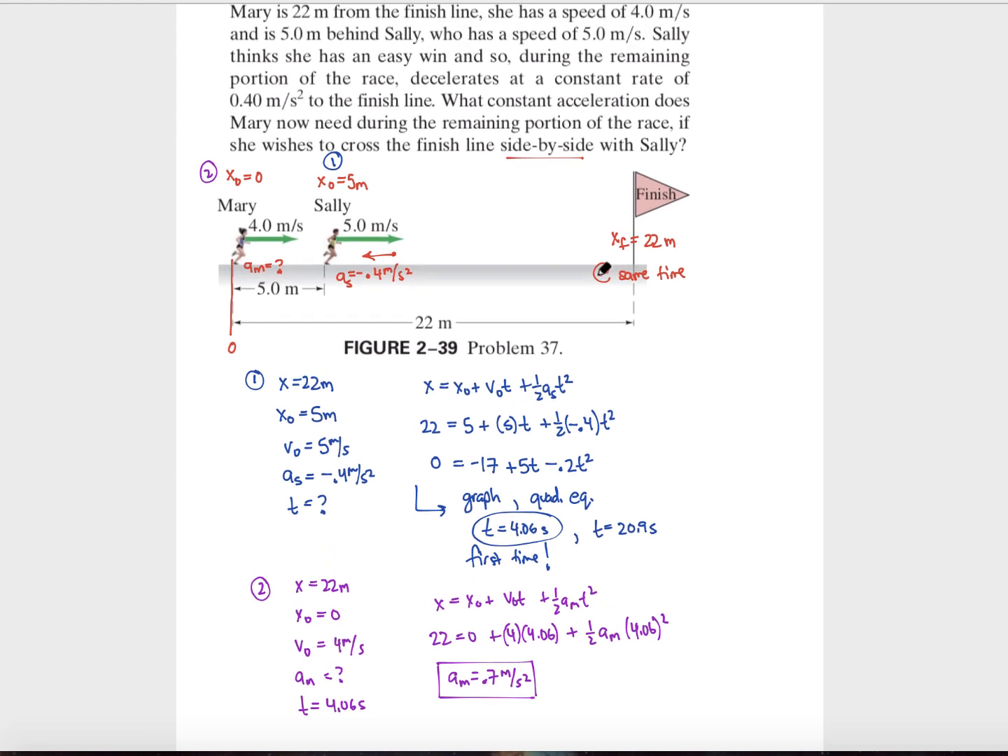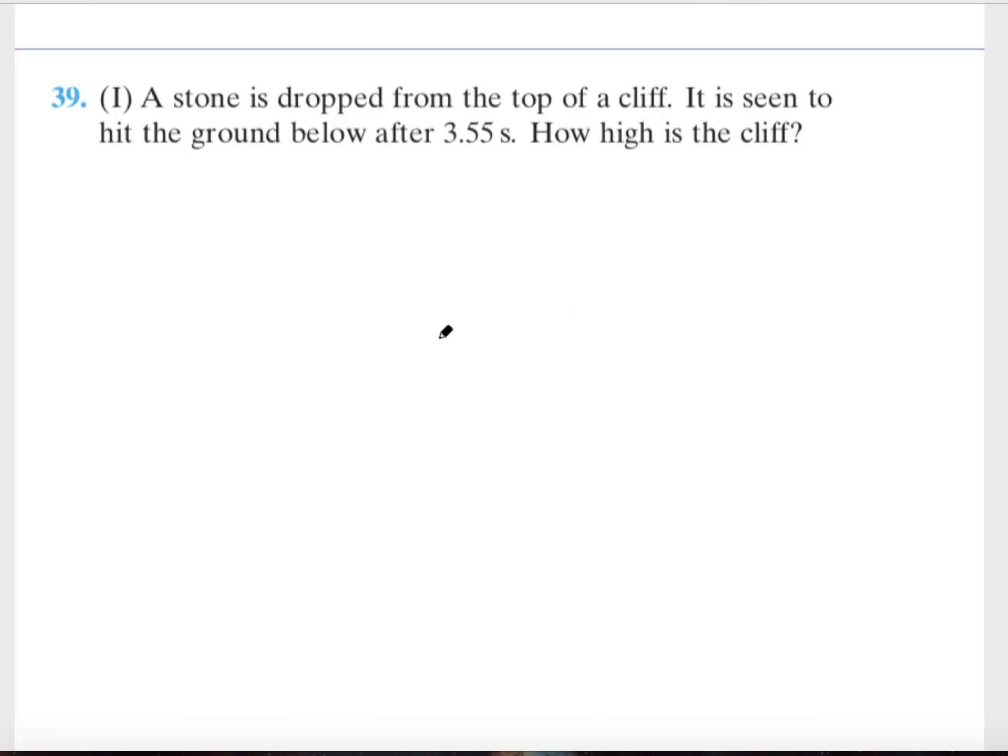So if you had difficulty with this, that is perfectly acceptable at this point. We are still in the early stages of working with kinematics, and this is a difficult problem. So if you got it, good job. If you didn't get it, still good job. You're getting there.